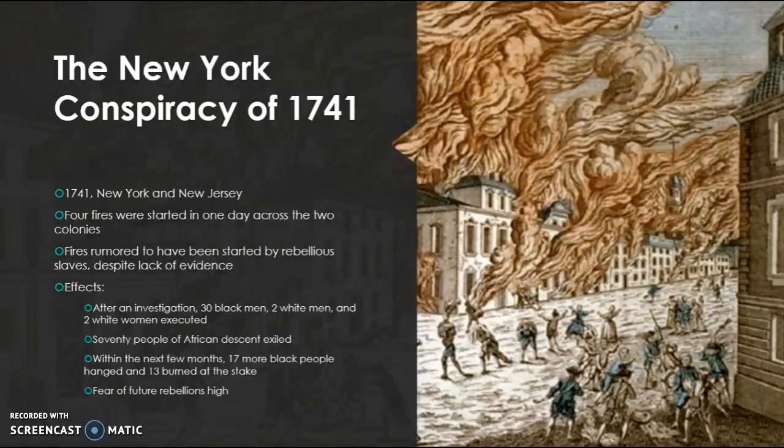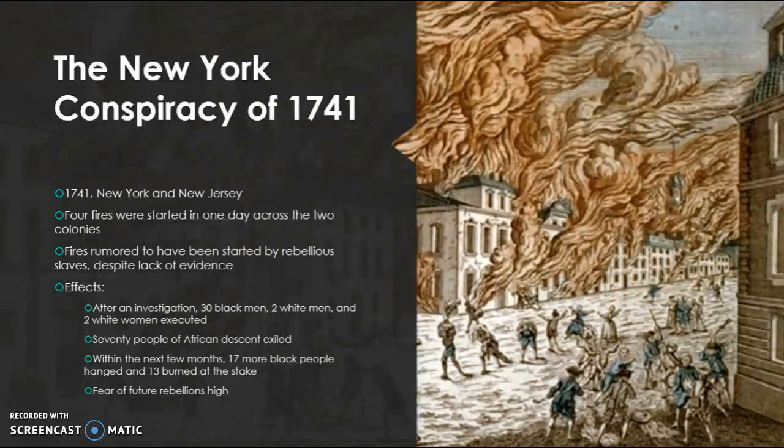In 1741, we've got another series of fires in New York, and one of them was in New Jersey. So four fires were started in one day, and the rebellion of 1712 is still fresh in people's minds, so everyone freaks out. No one really knows who started these fires. There's no evidence, but there are rumors going around that it was started again by enslaved people.